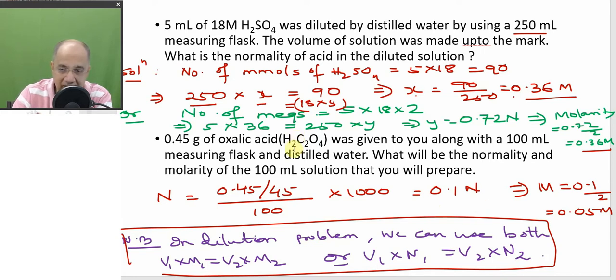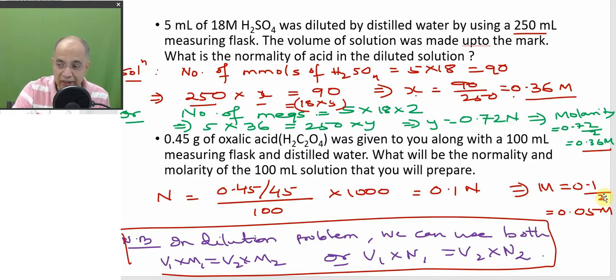And since the n factor is 2 here, whether it is an acid, 2, or if it is a reductant, then the total change in oxidation number also is 2. So luckily, oxalic acid is not only a dibasic acid having n factor 2, but also a reductant where the number of electrons lost is 2 per molecule, or per oxalate ion.